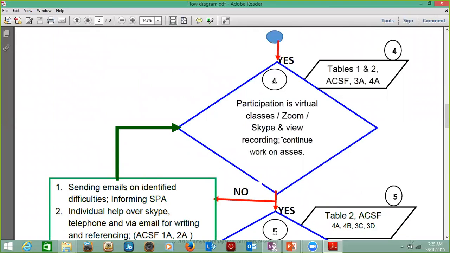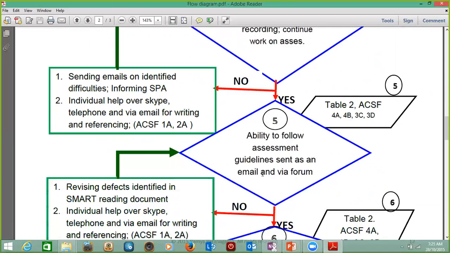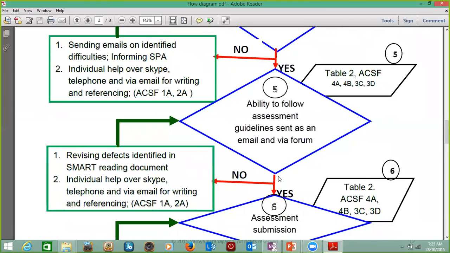So this is participation in virtual classes and recording what's happening there, keeping notes on what is discussed. If they cannot do that, then again they are taken out, and then catering. If they can, then they follow number 5, that is assessment. Can these students follow the instructions in assessments and do the activities? If they cannot, there are again 2 decisions, yes, no.